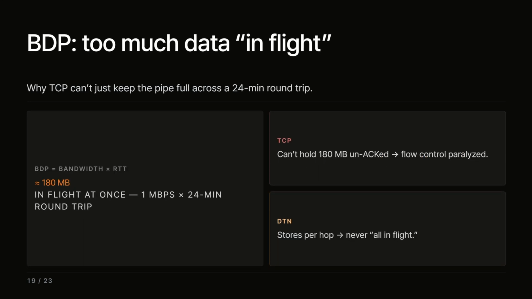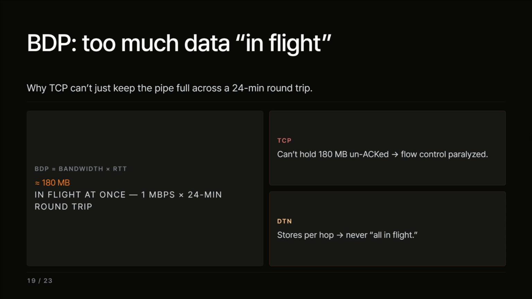Another way to understand the challenge is through the bandwidth delay product, or BDP. BDP is simply bandwidth multiplied by round-trip delay. Suppose we have a 1 megabyte per second link and a 24-minute round-trip time. The result is approximately 1,800 megabytes of data in flight at once. That's a big amount of unacknowledged data. TCP struggles because ACKs arrive so slowly. The sender cannot efficiently keep the communication pipe full.